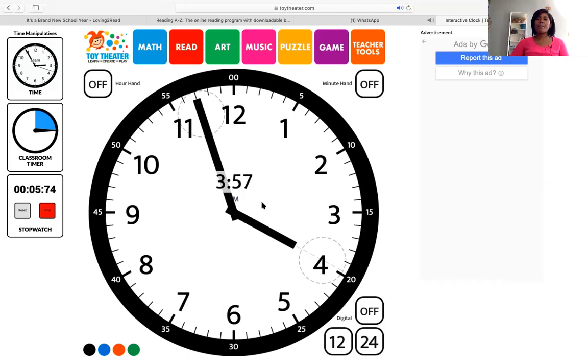Great job, guys. Next time, in our next lesson, we are going to learn how to tell the time using half past and so on. I hope you understood a little bit more about the clock, specifically the analog clock.